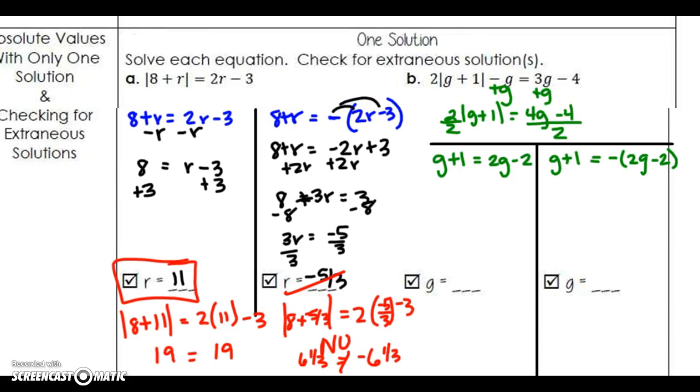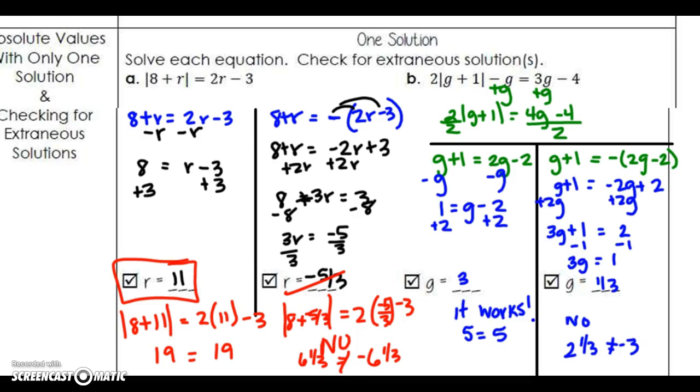Go ahead and check just this part if you haven't started already, making sure to add g and then divide by 2 to get the absolute value alone, and then set up your two equations. So now go ahead and solve, and then check your answers. All right, so you can push pause and check your answers and see how you did.